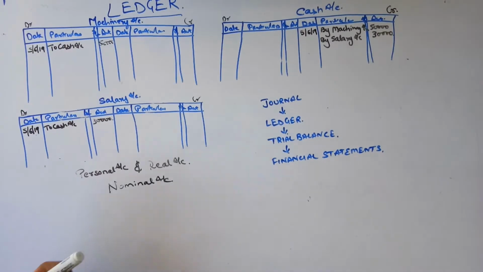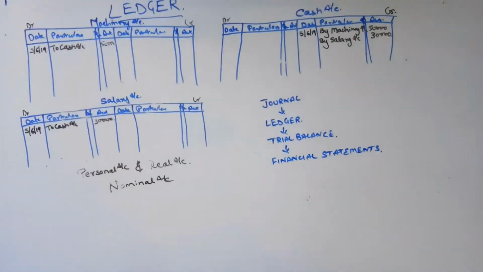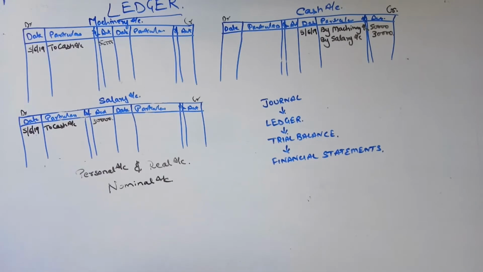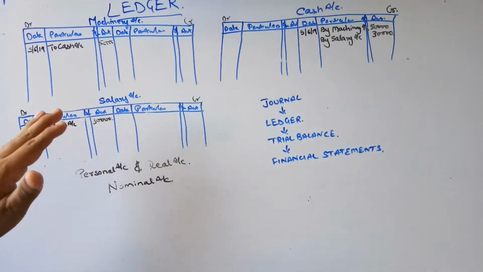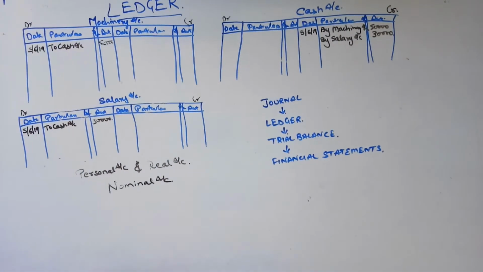So guys, at the end of the year, whenever we are closing any ledger account, it is called balancing of account. I will explain how we close a particular account, how we balance a particular account. First, understand what it is called. It is called balancing of account. Okay guys, let us take one by one.